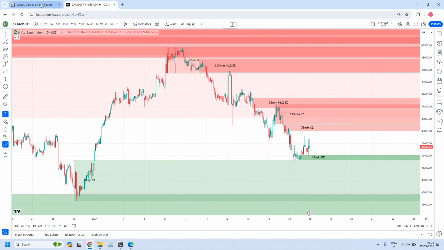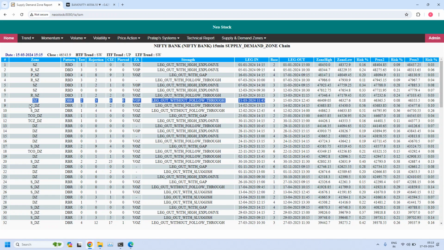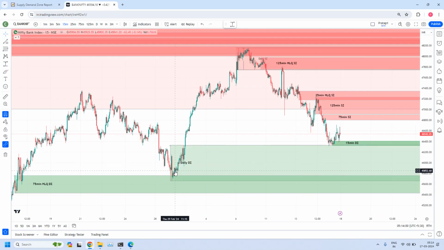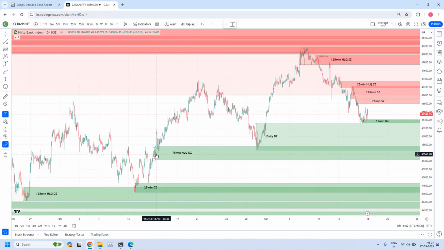And now high liquidity zones. The first high liquidity zone is on 14th February, 13:15 candle. 14th February, 13:15 candle. After that, 3 base candles. So inside this we have.